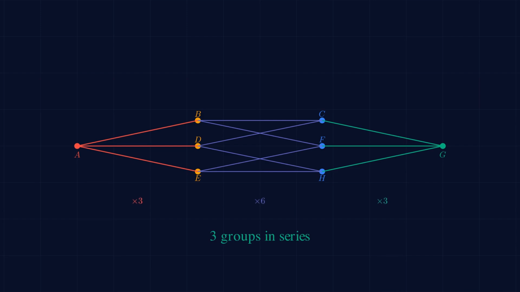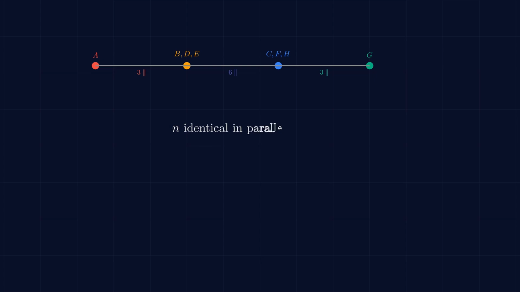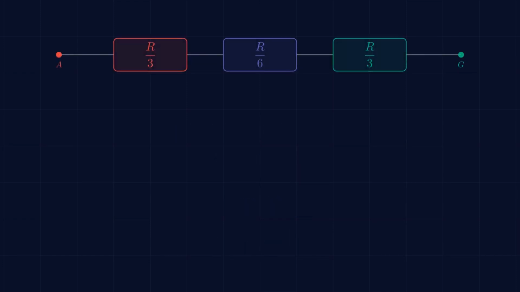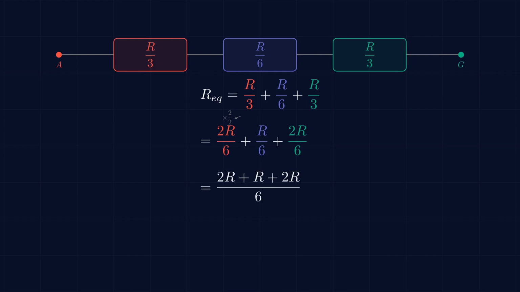Remember from physics class, N identical resistors in parallel give R over N. So the first group, 3 in parallel, gives R over 3. The middle group, 6 in parallel, gives R over 6. And the last group, 3 in parallel, gives R over 3 again. Now add them in series. R over 3 plus R over 6 plus R over 3. Common denominator is 6. That's 2R over 6 plus R over 6 plus 2R over 6, 5R over 6.